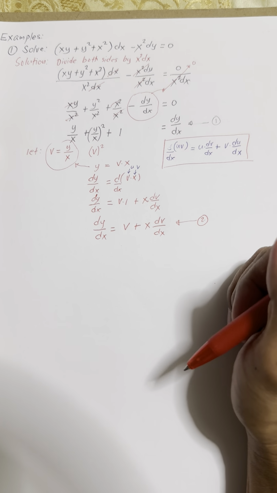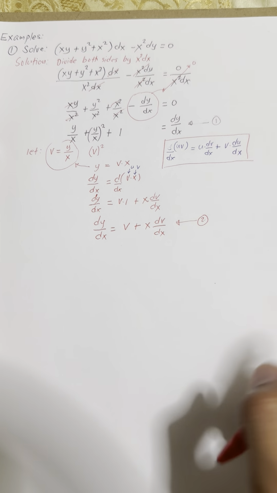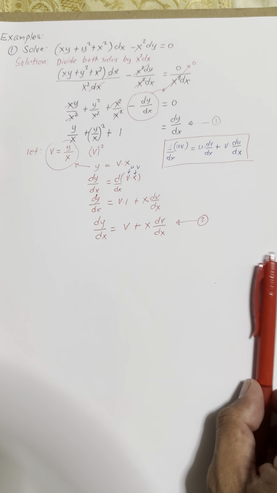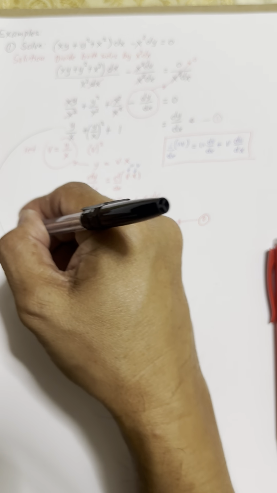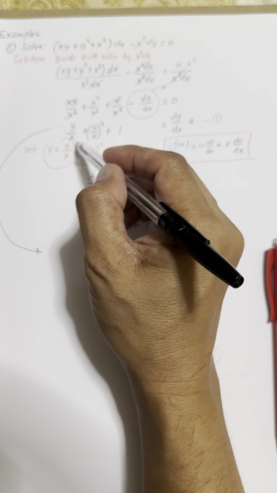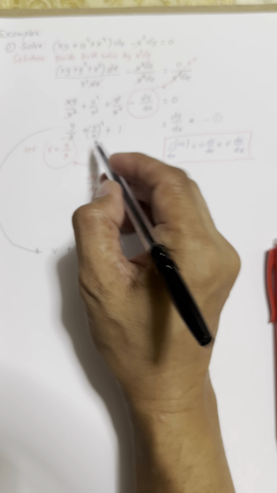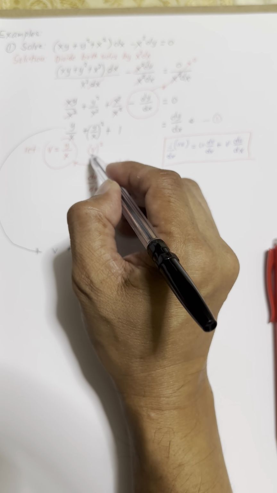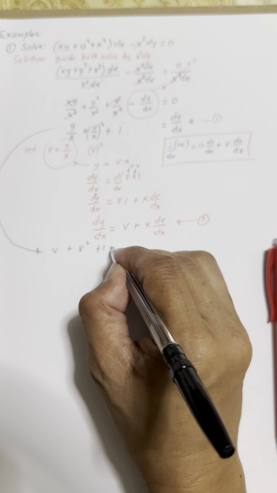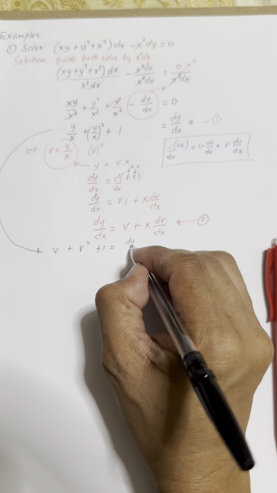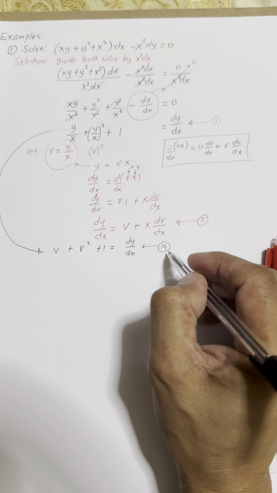By the way, our equation 1 can be rewritten now. Instead of writing y over x, we write v, right? Then plus y over x squared is equal to v squared. So plus v squared, then plus 1 equals dy over dx. We will call this equation 1a because this is taken from equation 1.